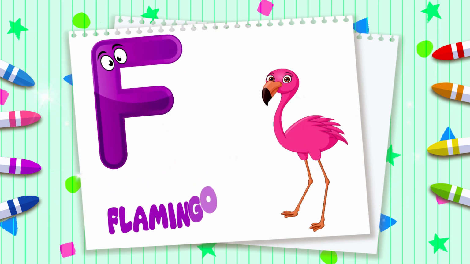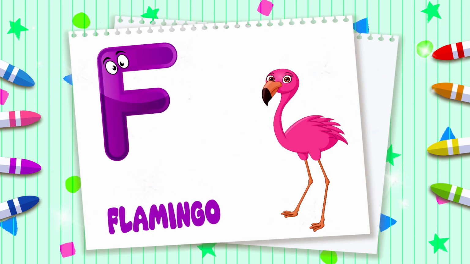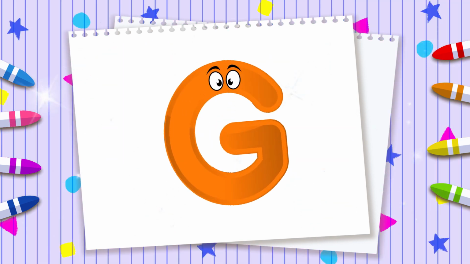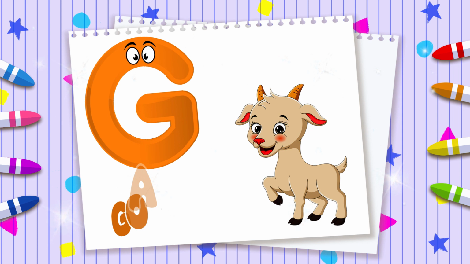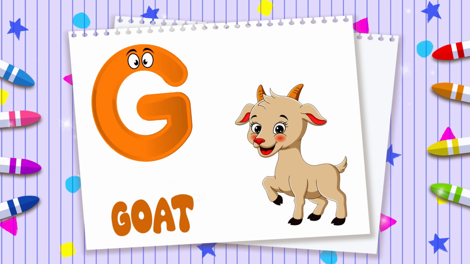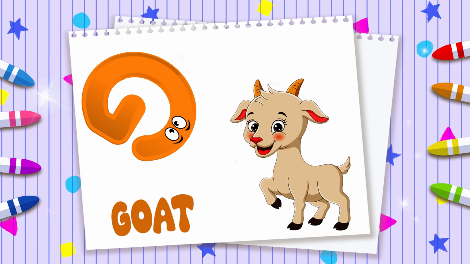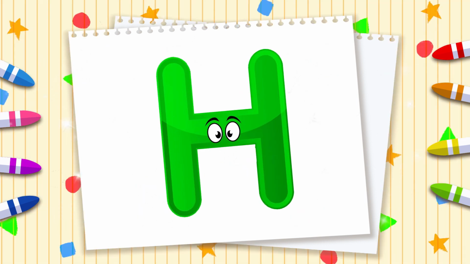F, f, flamingo. G is for goat. G, g, goat. H is for horse.